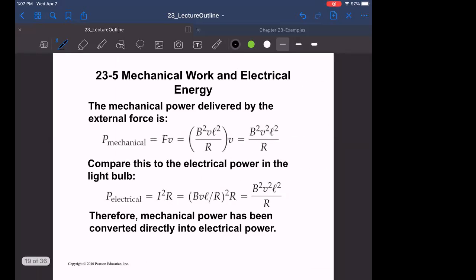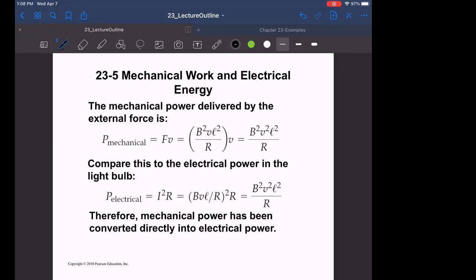Next, you can look at this here. We can actually go ahead and calculate the mechanical power. Power is force times velocity. If you look at that, we got the force from the last page and then times velocity, and you end up with B squared, V squared, L squared over R. If we instead try to compute the power through the light bulb using the electrical power, which is P equals VI, which if you combine with Ohm's law gives you I squared times R, you can substitute in for I and then times R and look at the results you get.